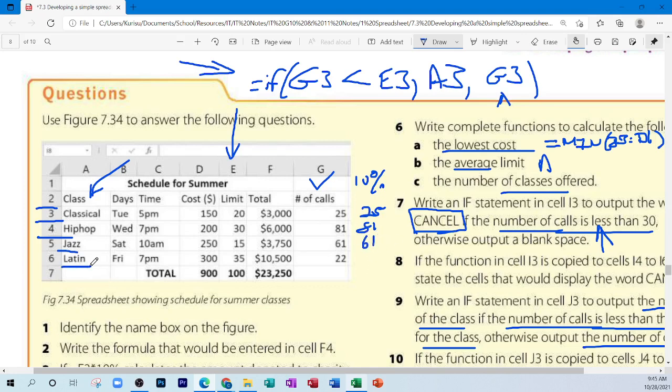And lastly, Latin. Latin, okay. So is G3, 22, less than 35? Yes, that is correct. It is less. So we go with our true value, A3, and Latin is in A3. So that is what will appear.